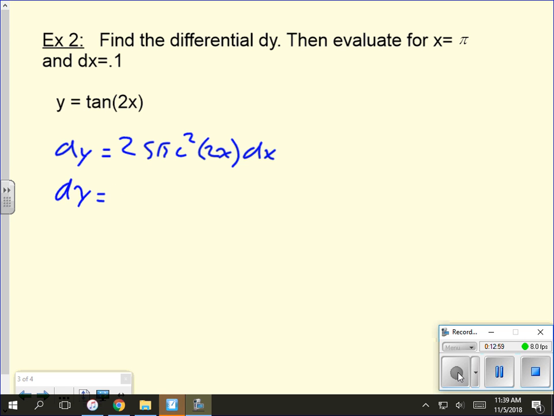So dy is equal to 2 times the secant squared of 2 pi times 0.1. The secant of 2 pi, secant's 1 over the cosine. Cosine of 2 pi is 1. So that's 1 squared. Times 2 is 2. Times 0.1 is 0.2.